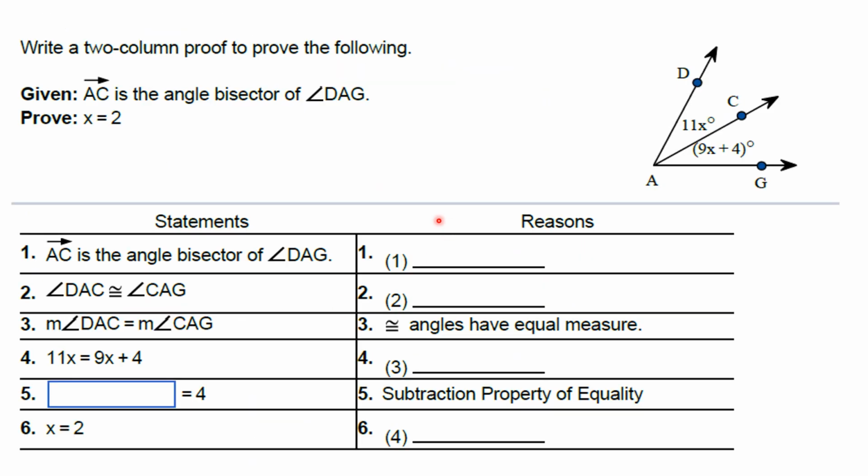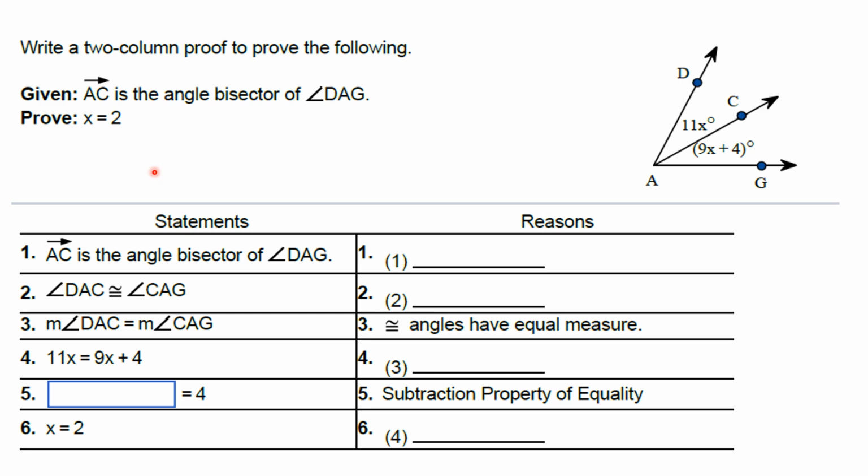All right, a little bit more geometry here. Write a two-column proof to prove the following. So we've got this little diagram, and it says that the ray AC is the angle bisector of angle DAG. All right, so here's DAG, and it says AC is an angle bisector. Do y'all remember angle bisector? What was the definition of an angle bisector? If y'all remember it, it means that that's splitting that angle in half into two equal chunks. All right, and we're supposed to be proving that x is equal to 2. So that's our goal, is we would like to prove that x equals 2.